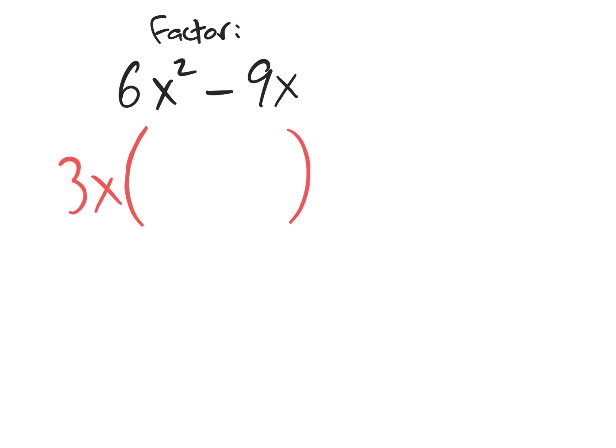And factoring is like doing the distributive property backwards, where you say 3x times what gets you back to 6x squared. That is 2x. And then 3x times what gets you back to a minus 9x? That is a minus 3. And that's it. That's the first type of factoring we learned. That's the first type of factoring you're always supposed to attempt.